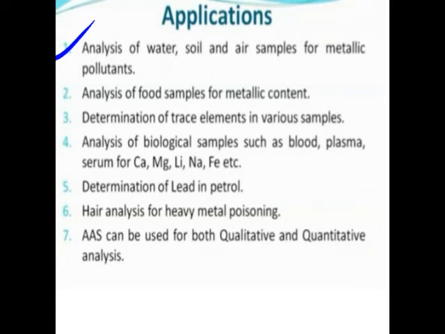Second, we can analyze food samples, to see whether any metallic content is present in the food sample or not, with the help of atomic absorption spectroscopy. Next, we can determine trace elements. Then we can analyze biological samples like blood, plasma, and serum, to see whether elements like calcium, magnesium, lithium, sodium, and ferrous are present and in what amount.